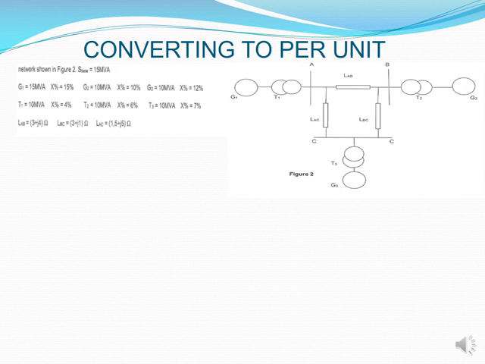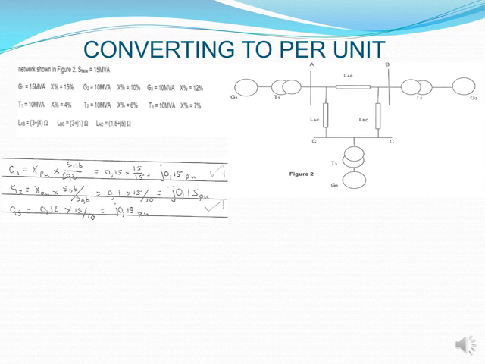So I've just given us a very simple system where I want us to practice converting into a per unit. Now you're given a network where you've got 3 generators, 3 transformers, and 3 transmission lines in it. And you are given what their MVA ratings are, and then for your lines you are given what their impedances are.